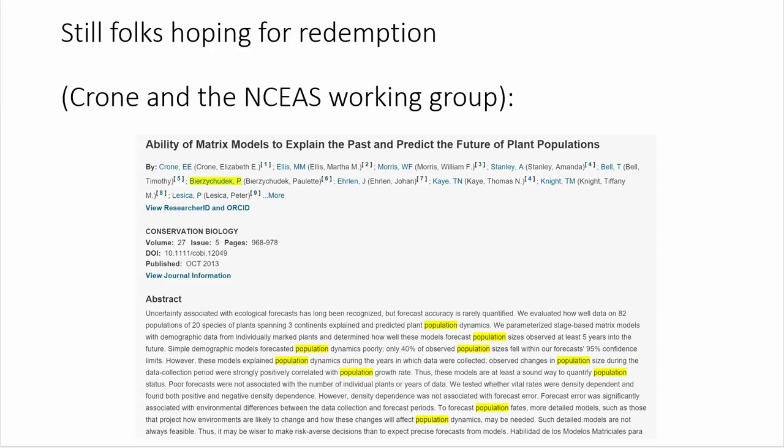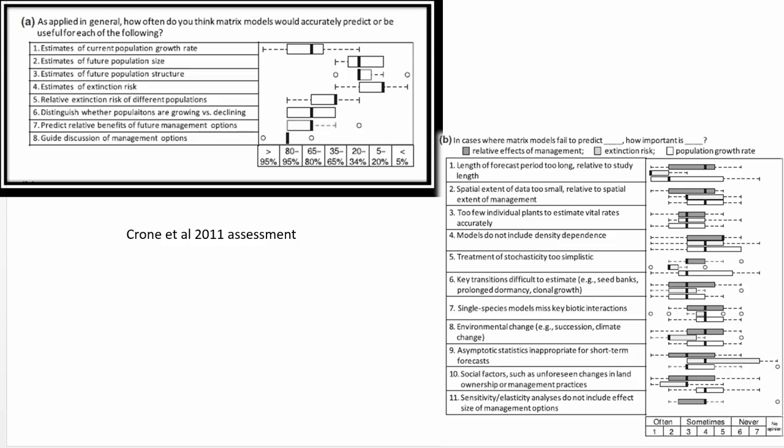That provides a big challenge for the use of PVAs in making meaningful predictions, but it's not an insurmountable one. Perhaps more interestingly, I would recommend that you pause my blabbering right now and take a good hard look at these tables from a 2011 paper by Crone, where they did a survey of people, and they asked, as applied in general, how often do you think matrix models would accurately predict or be useful for estimating population growth, future population size, population structure, etc.